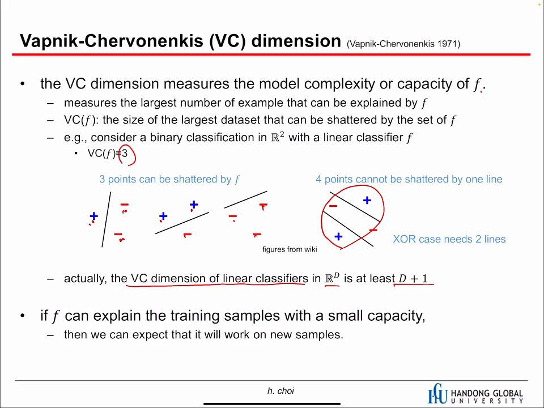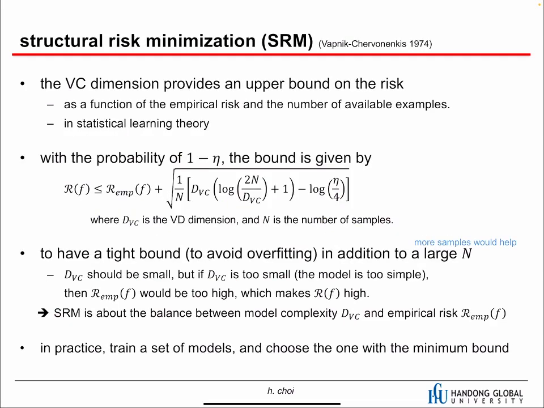If F can explain the training samples with a small capacity, that's a good thing. We don't want to increase the model complexity if we can explain the data samples with a simple model. And with this VC dimension, we can provide some upper bound of the actual risk. From statistical learning theory, we can get this upper bound.